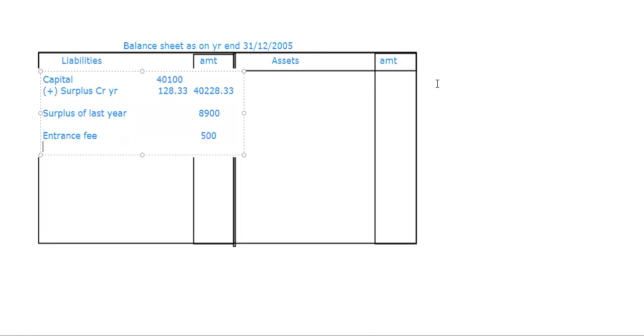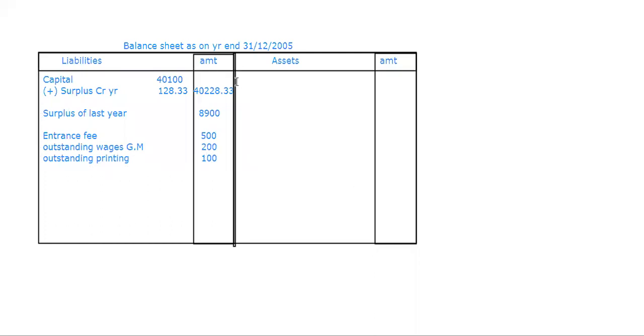And two things we had outstanding. One is outstanding wages of groundmen, which is 200. And then outstanding printing, which is 100. That's it on the liability side. Now come down to the assets. As we took last year, the same way we'll present. First we had club premises, which is given as 30,000.